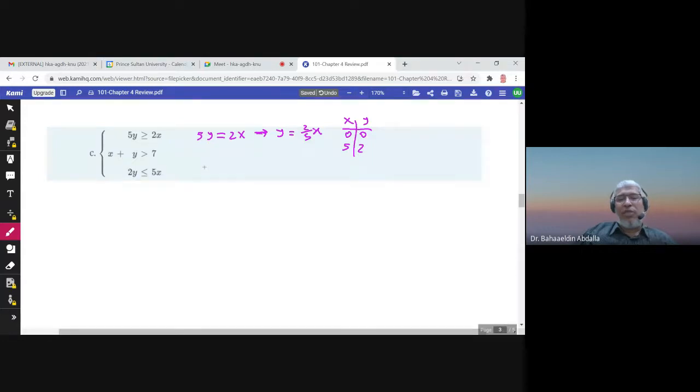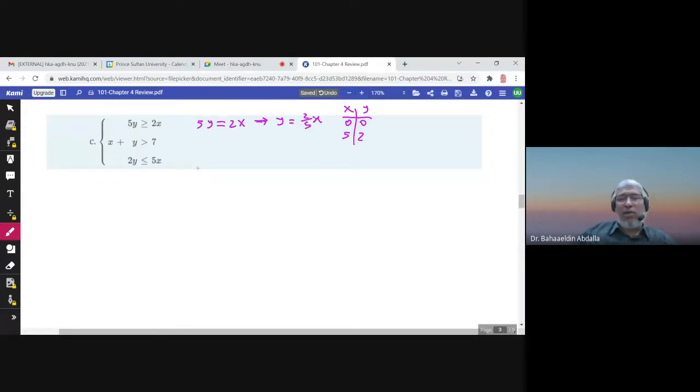Okay, let me graph, or let me wait a little bit. I graph the other line, x plus y is 7. If x is 0, y is 7. If y is 0, x is 7. And the last line, 2y equals 5x. So y is 5 over 2 x. Again, this line passes by the origin. If x is 0, y is 0. And if x is 2, y would be 5.